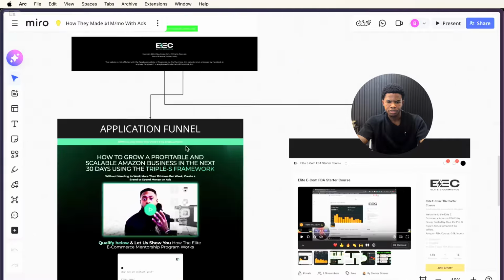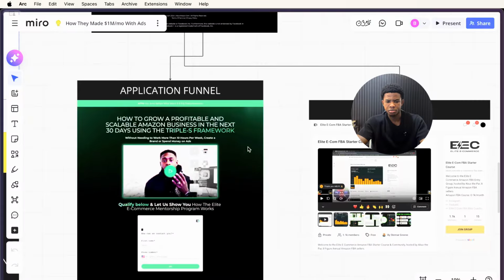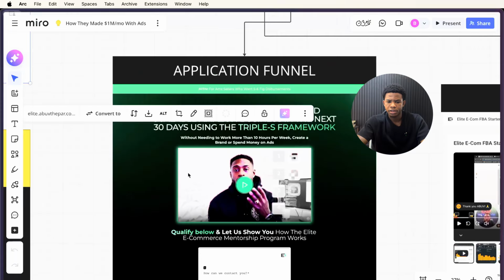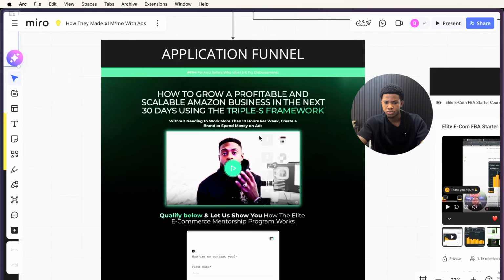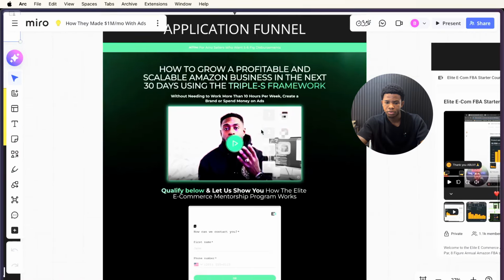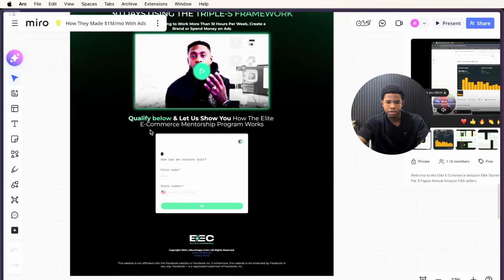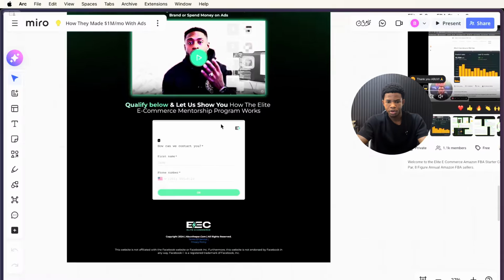With the application funnel, same thing. I think this one is pretty good, to be honest. I wouldn't do too much here besides cleaning this up slightly on the headline. I would make it a little bit bolder, reduce the font weight on this paragraph right here, and reduce the glow on this as well. And with the video quality here, there's a lot of saturation going on, so I would try to redo that if that's actually how the video turns out to be. But if not, then I'll leave that. Qualify below and let us show you how the Elite e-commerce mentorship program works.